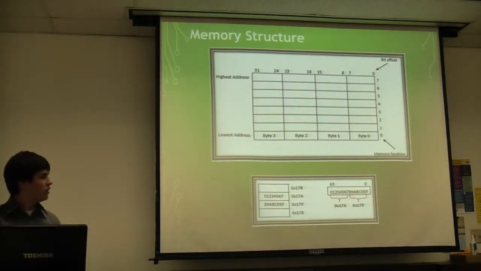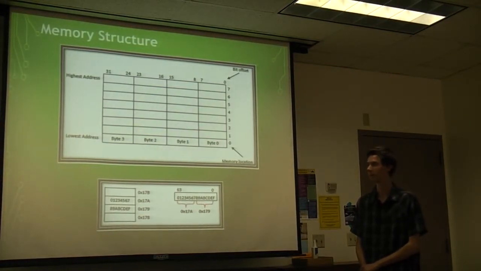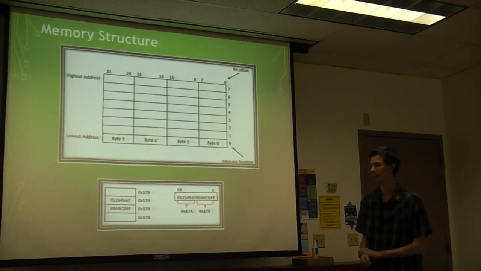So the memory structure is a little endian format with the least significant bit being on the right. And our memory is 32 bits, stored in two trailing words with the most significant bits on the higher memory area.